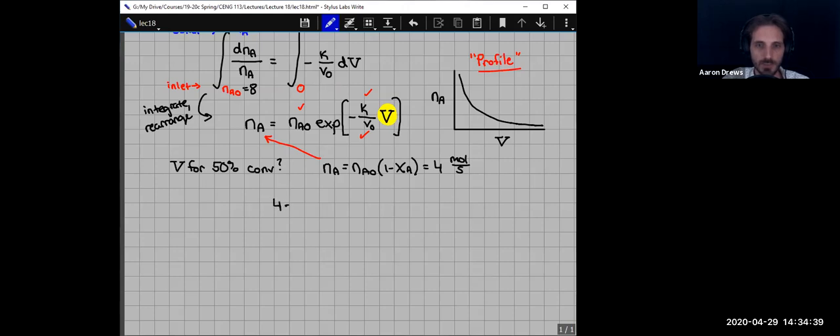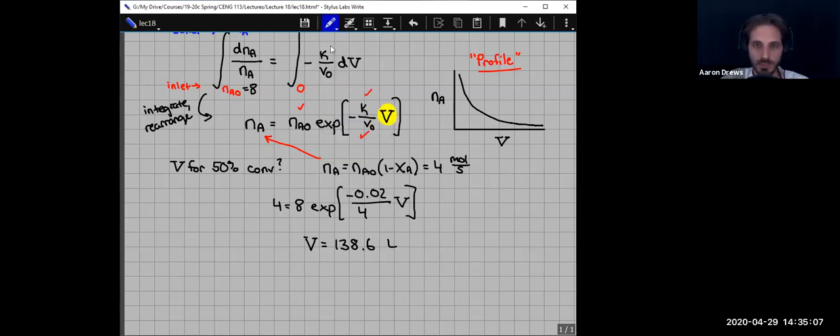So this will look like 4 is equal to 8 times the exponential of minus, what was our k? 0.02 divided by the volumetric flow rate. Our volumetric flow rate was 4 times V. We'll just have one unknown, which is now V, which we can solve to get 138.6 liters.